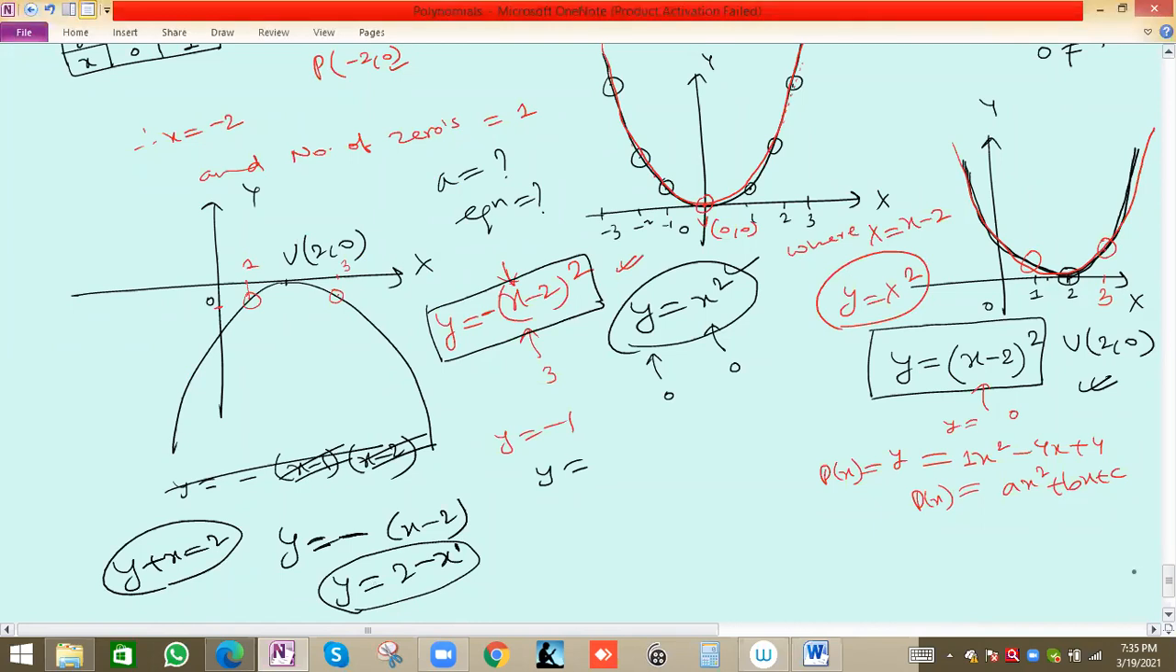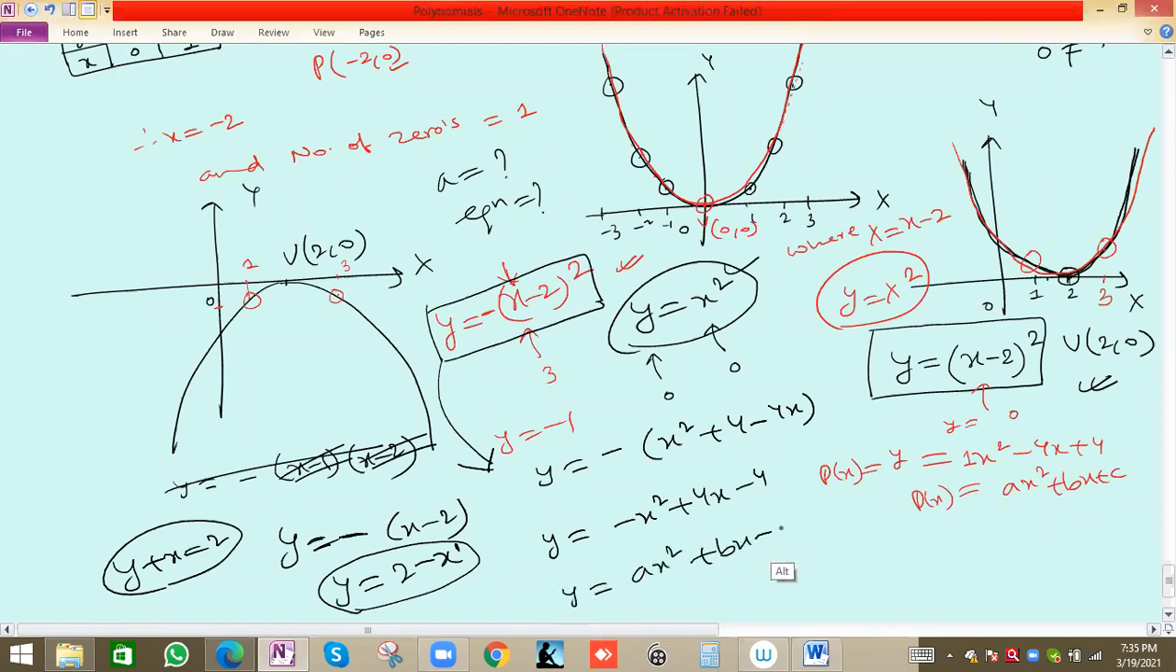Yes, got it. So y, if you do expansion, (x minus 2) square will give minus x square plus 4 minus 4x, and y will be minus x square plus 4x minus 4. So if you compare with the standard equation, a x square plus bx plus c, a value is -1. A value is -1. That is negative, means less than 0. That means the graph will open in downward direction. Got it? Please note the solution.